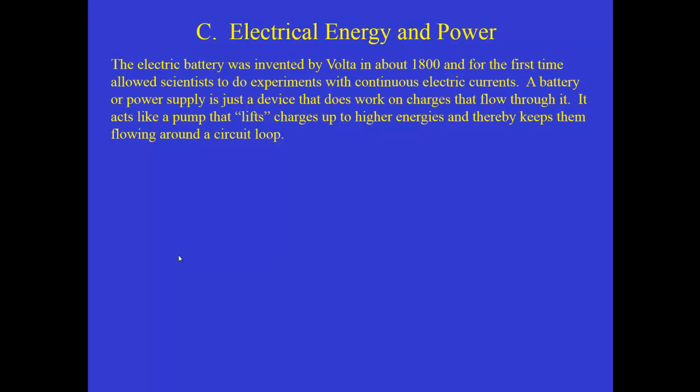So it would be helpful for us to define that power. Power, remember, is energy per unit time. So the power supply or a battery is a device that does work on charges that flow inside the power supply, and what that does is it gives those charges more energy and keeps them able to flow around a circuit loop. When they encounter other circuit elements like resistors, they lose energy. And so having a battery allows for charges to flow continuously.